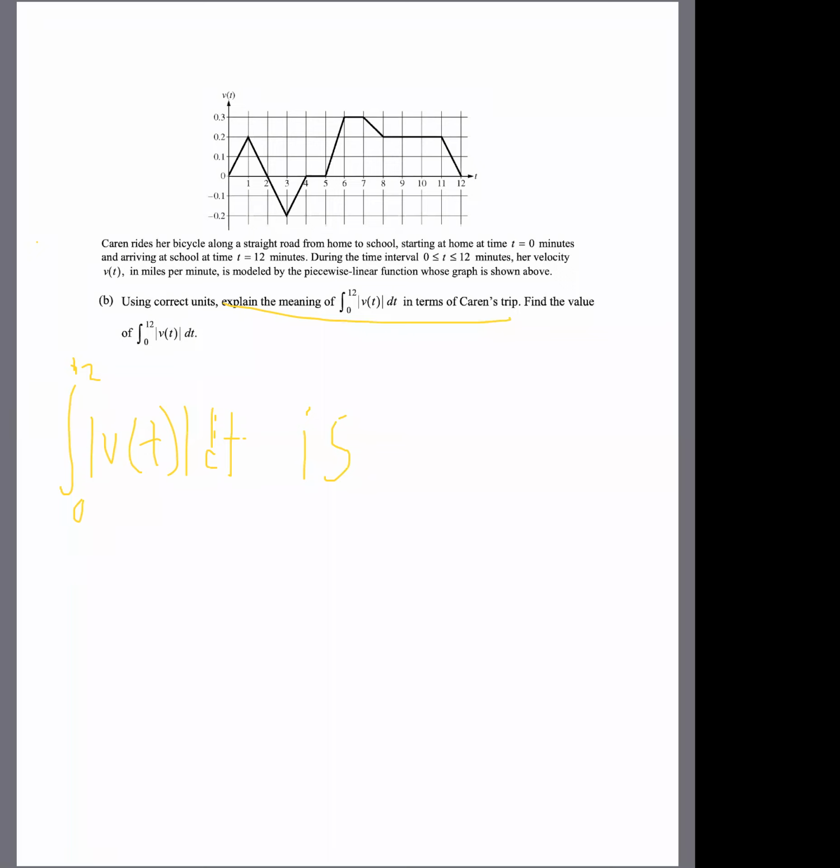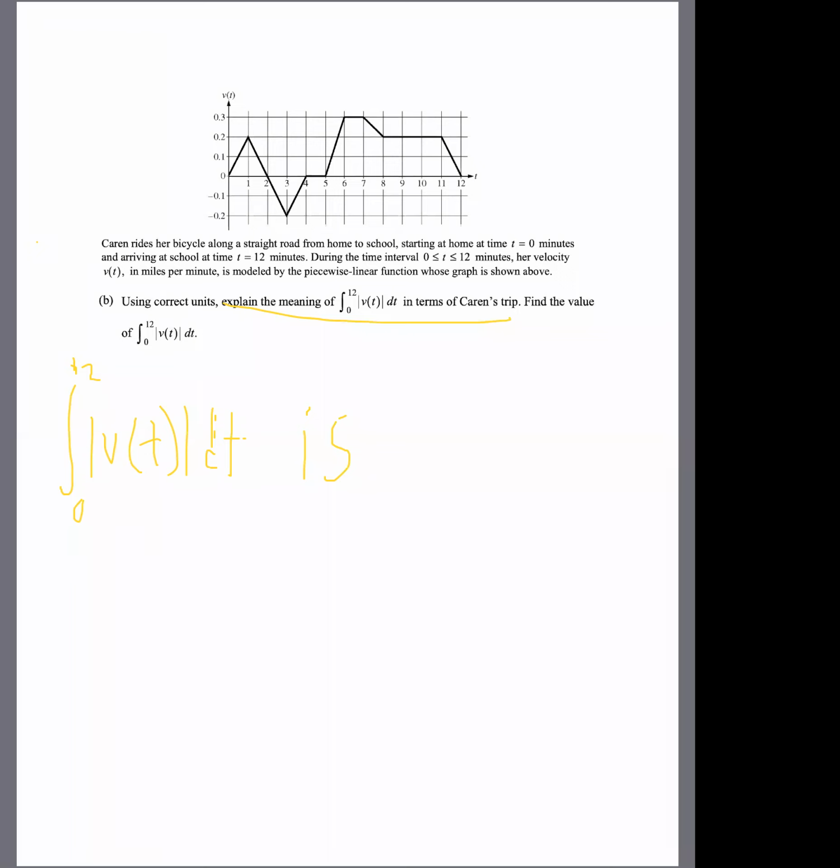Okay, so integral of 0 to 12, absolute value v of t is... I don't know. If you want, Natalie can help you or someone like that. Natalie, help me. Is what? And then I'll try and do the rest.